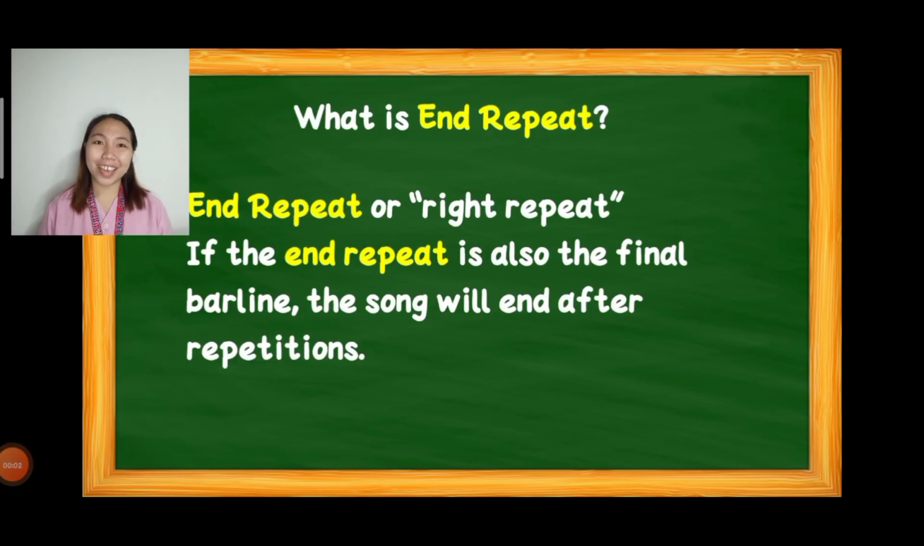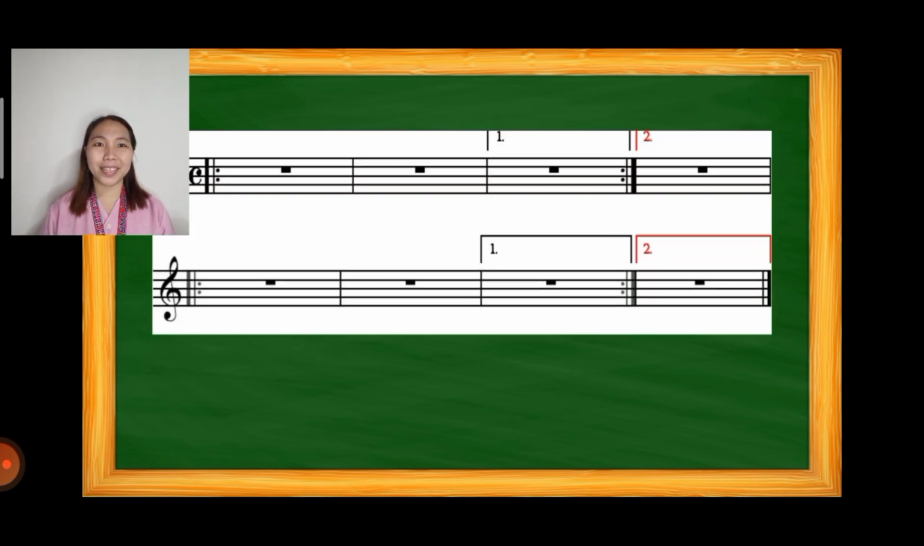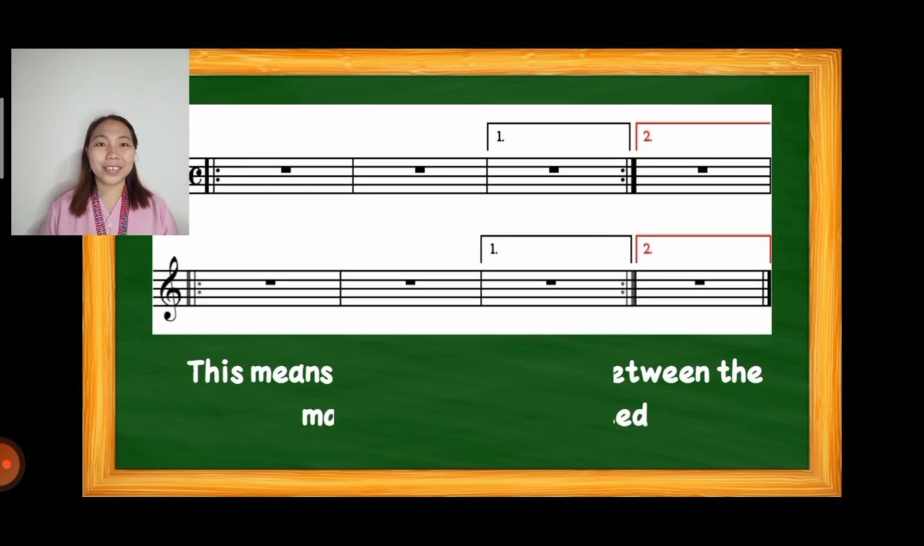What is end repeat? End repeat or the right repeat. If the end repeat is also the final bar line, the song will end after repetitions. That one, that is what we call end repeat. Naa siya sa right side. And here is an example.